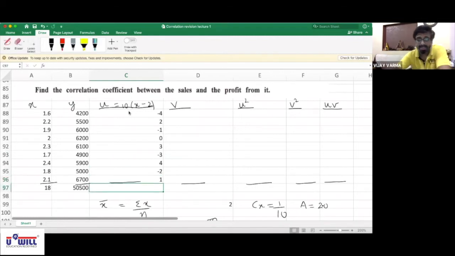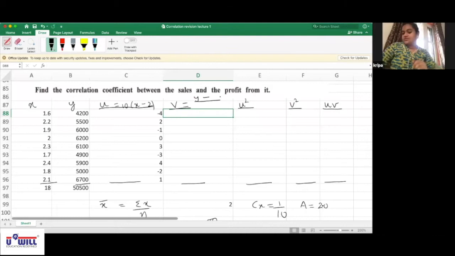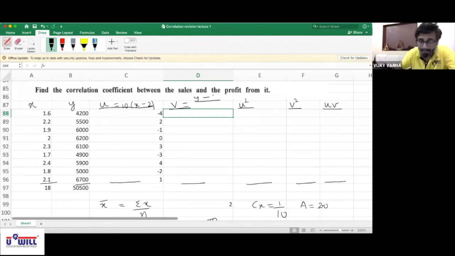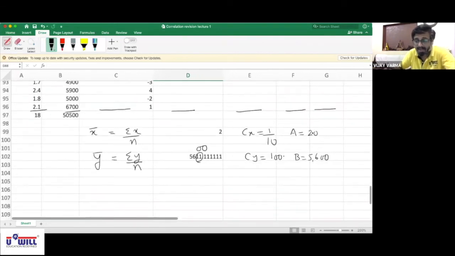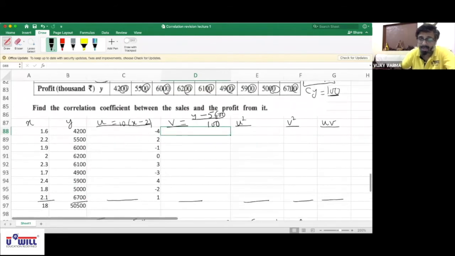Anyone who did not understand the values of U, raise your hand or unmute yourself and ask me. Okay, now check the values of V. How will you find V? Y minus 5,600 upon 100. Very good, Kripa. As we discussed, all the values of Y we are going to divide by 100, and the assumed mean is 5,600. So Y minus B upon CY means Y minus 5,600 upon 100.